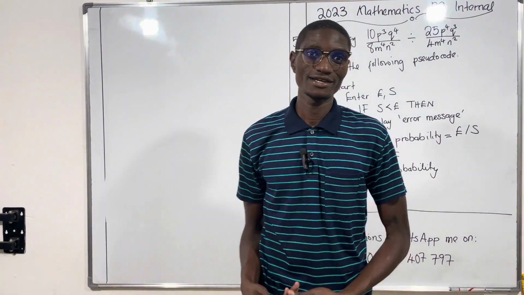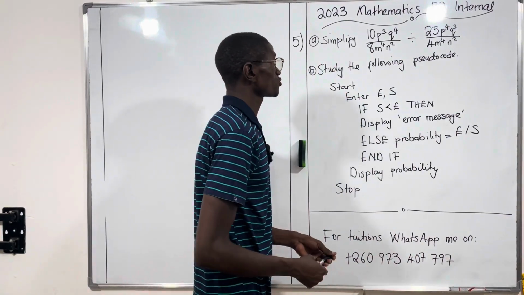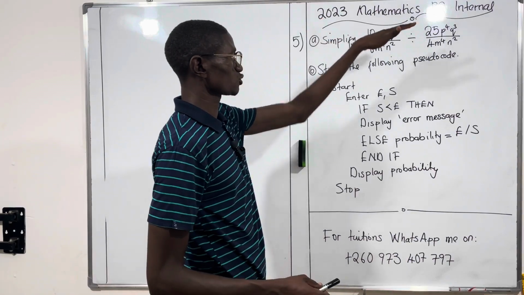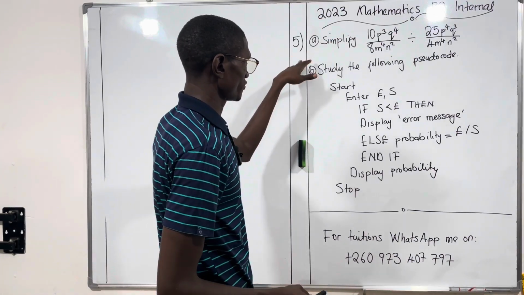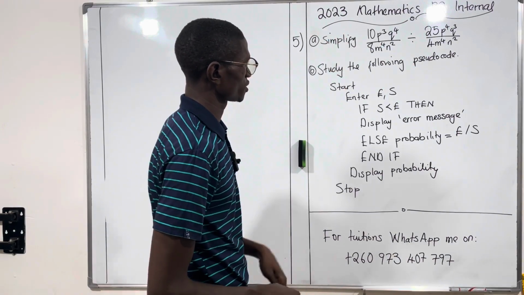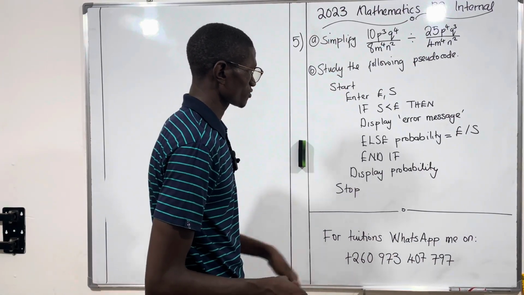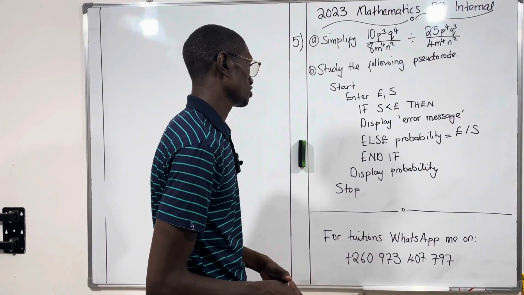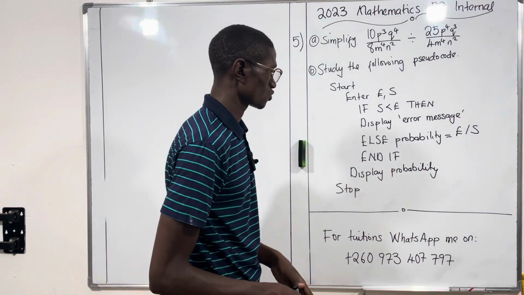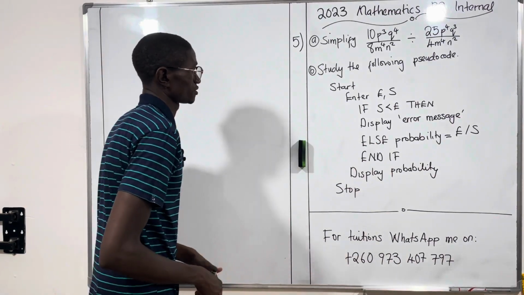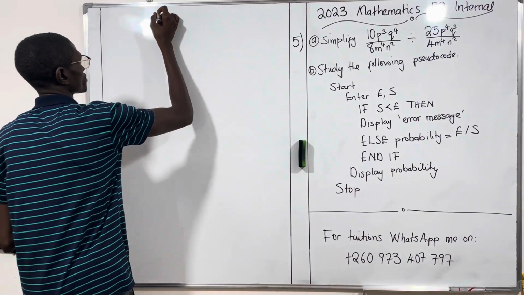Welcome to today's session. In today's session, we're going to continue answering Mathematics 2023 Paper 2 internal. We're now on question 5a, where the first question is on algebraic fractions and we are required to simplify. Then the second part of the question is on flowchart, where we're required to convert these pseudocodes to flowchart. Alright, so let's have our solutions over here.